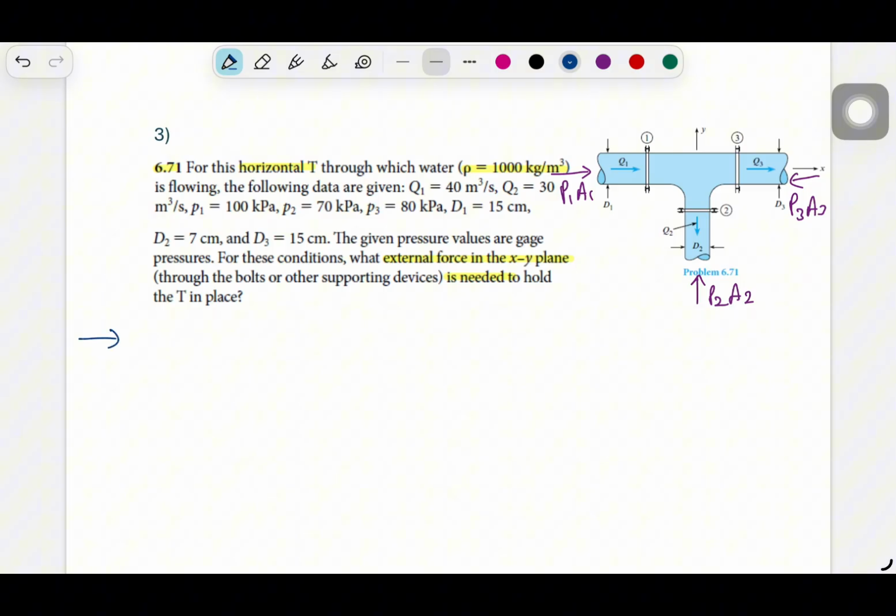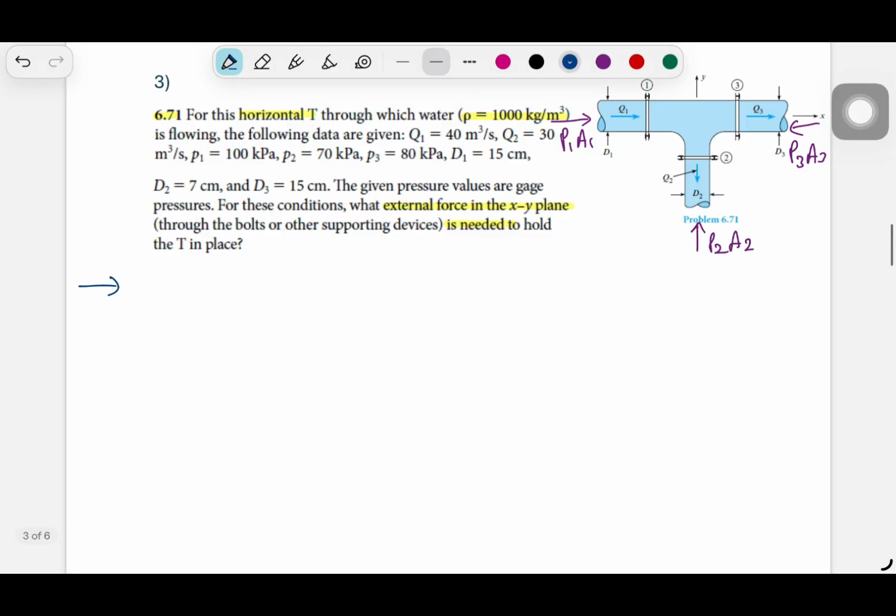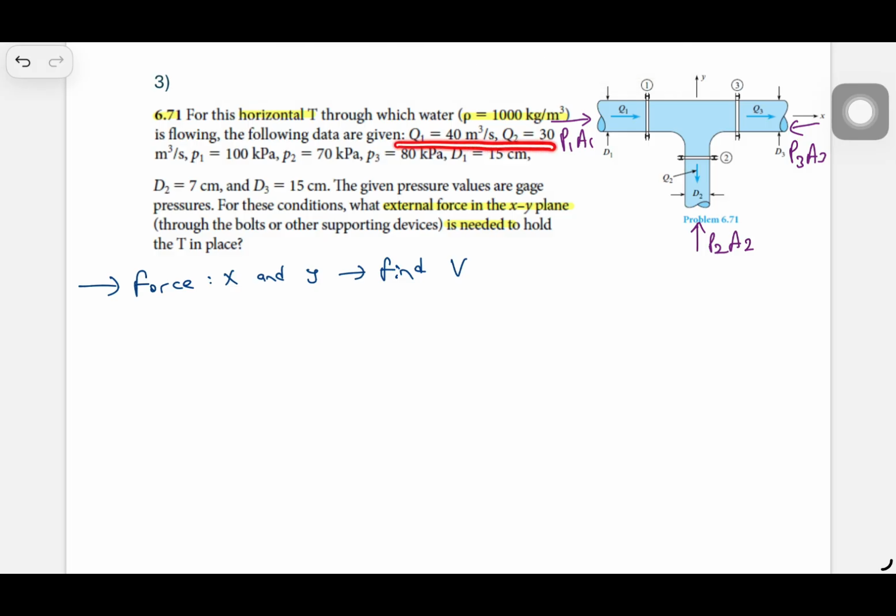So now we can continue the question. Here we need to find force, both x and y directions. And for each of them, we actually need to find velocity in the system, because we are only given flow rates.